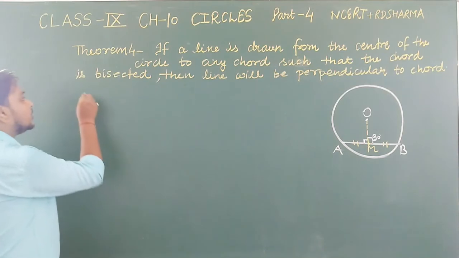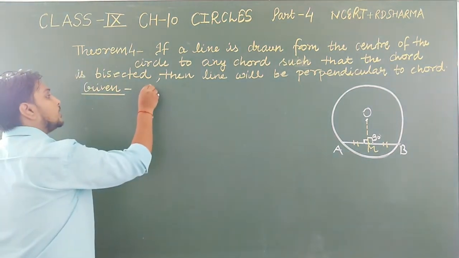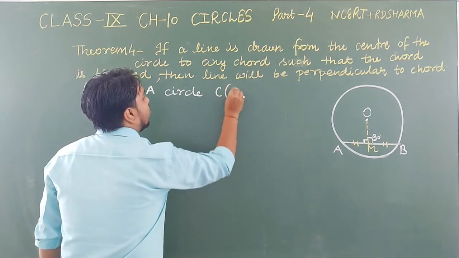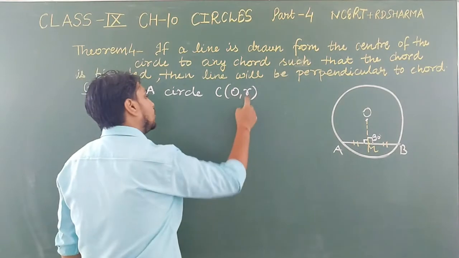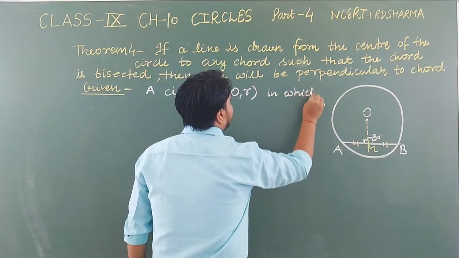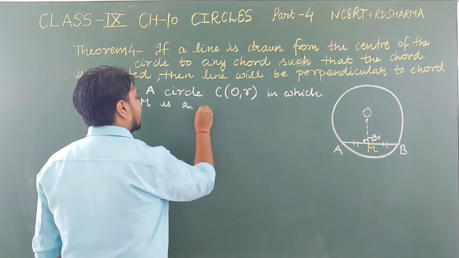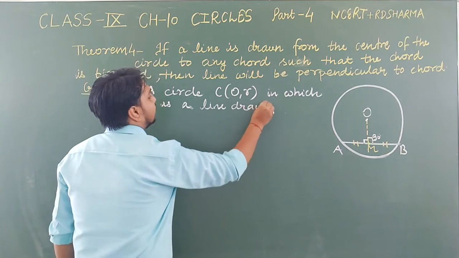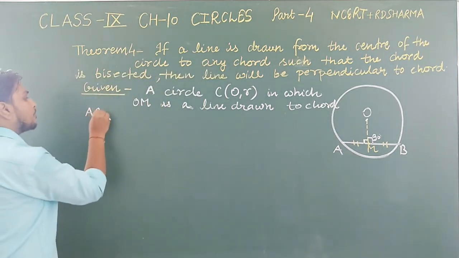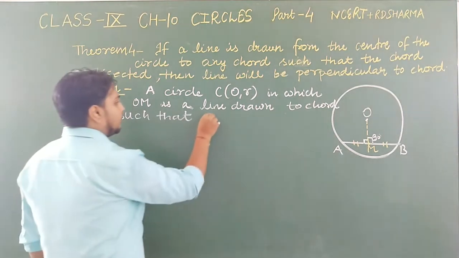Let us see. Firstly, we write what is given. Students will write that a circle C(O, R), meaning circle of center O, radius R, in which OM is a line drawn to chord AB such that AM is equal to MB.